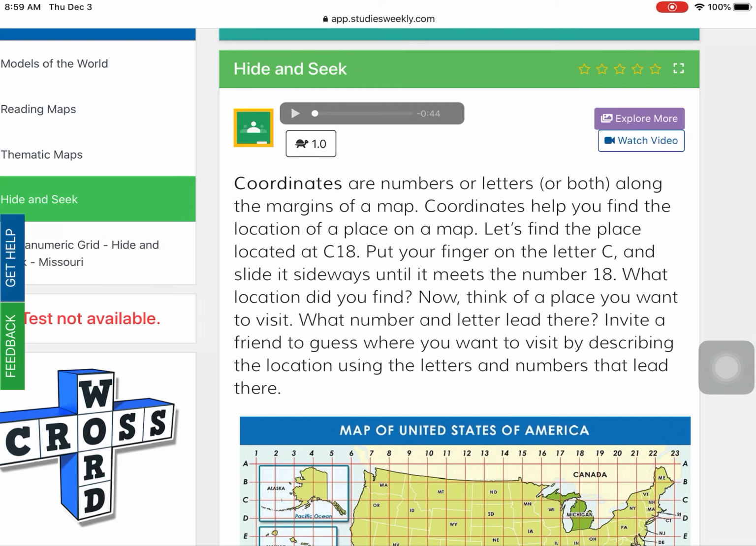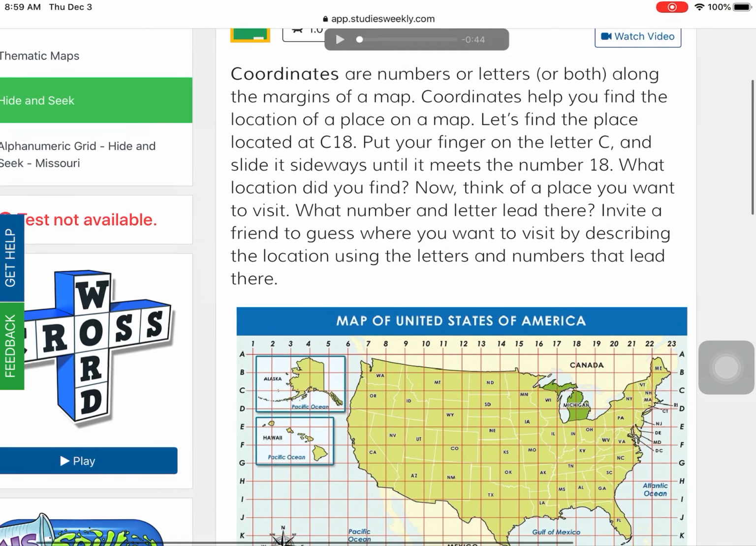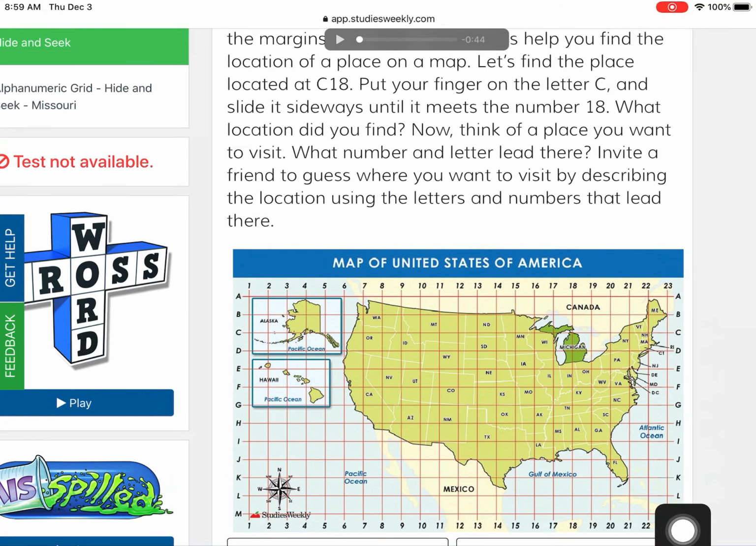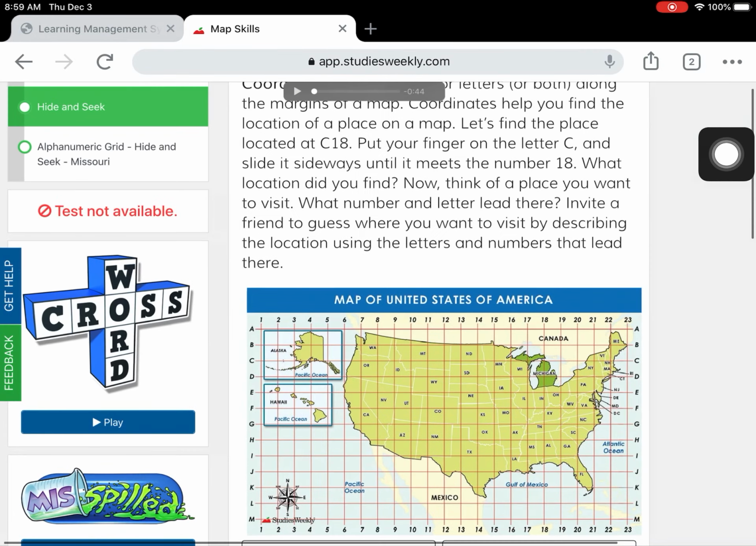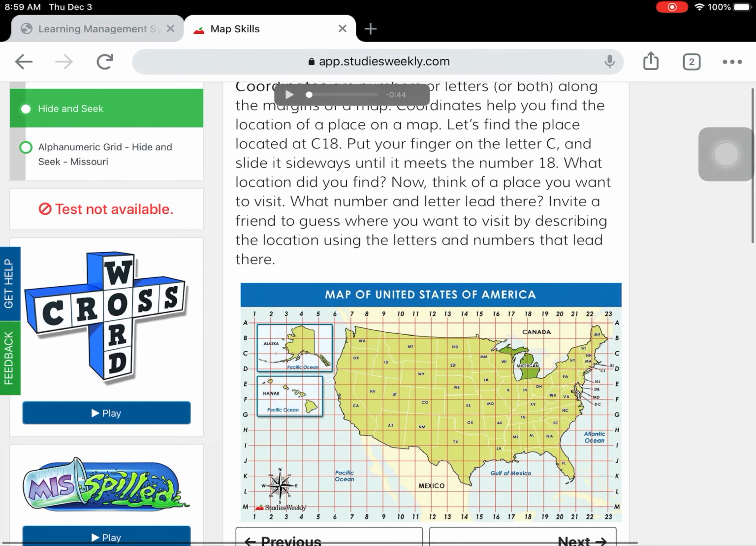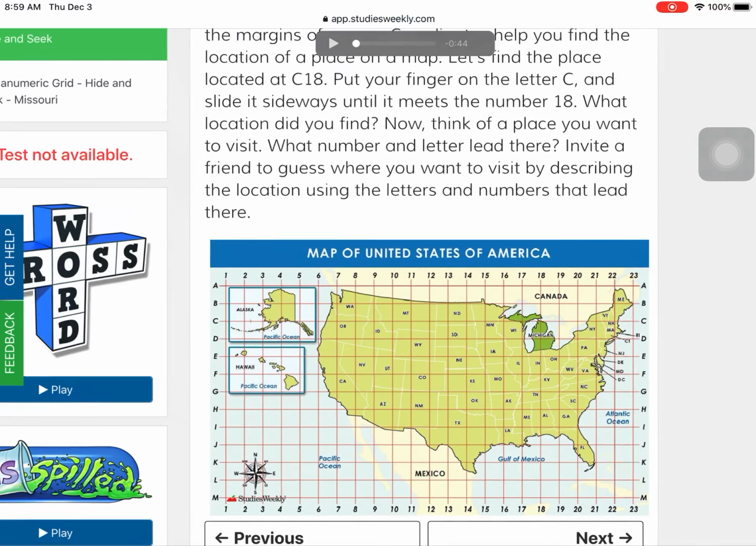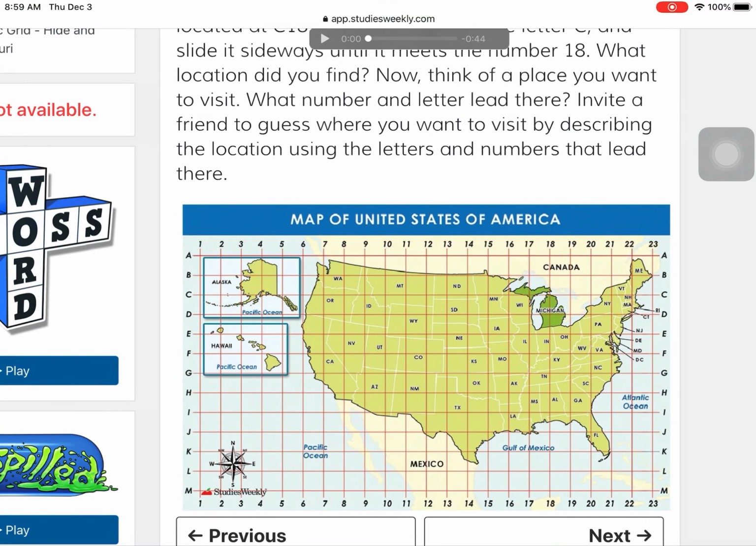Coordinates are numbers or letters or both along the margins of a map. So the margins right here are the ends of our map. We have letters along this side and along this side here. And then we have numbers across the top and we have numbers across the bottom. Just by looking at these coordinates, do you have a guess on what we might use a coordinate for? Why would it be helpful to use a coordinate on a map? Any guesses?